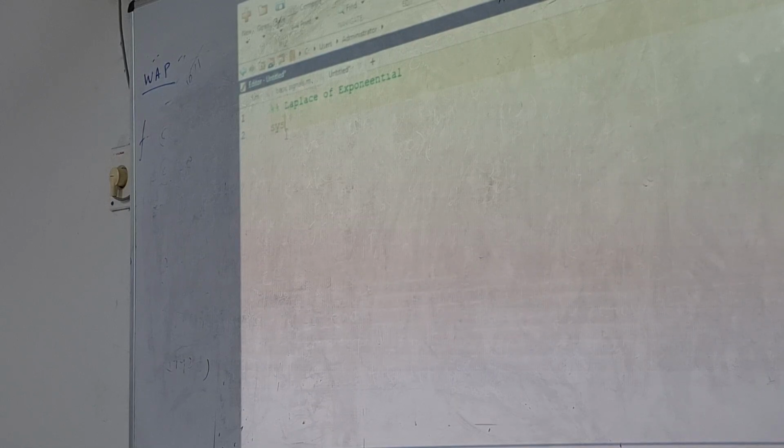Some notations and declarations are used at the top of the editor window, like SYMS. This is the symbolic toolbox, and declare the variables like time, a, and the variable s. These symbolic notations are used in this function. And then write a code to find the Laplace transform of the exponential signal.